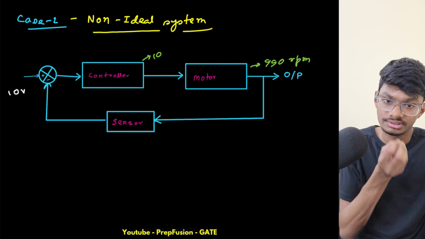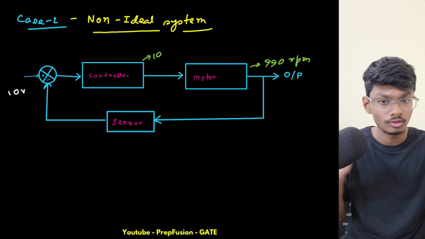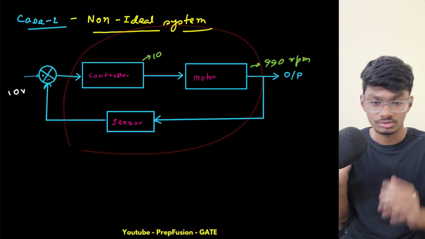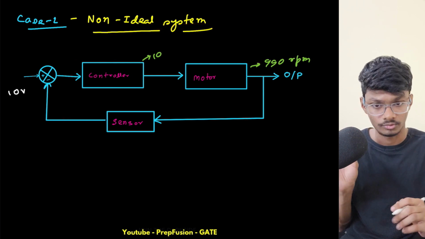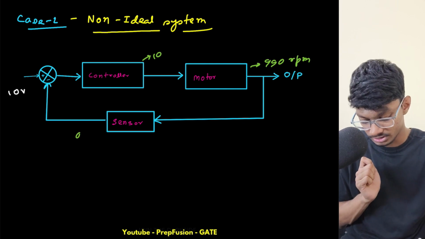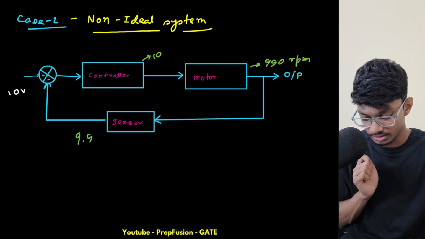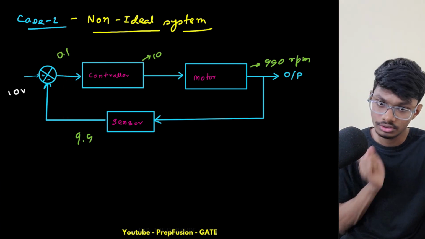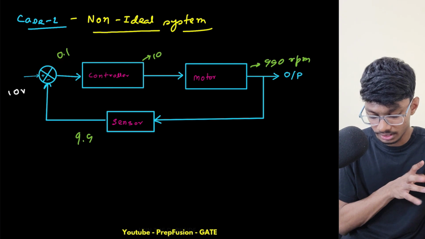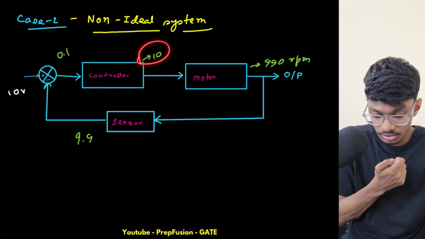So what will this sensor convert? The sensor is okay. The non-idealities may come anywhere. I don't know where the non-ideality is; it is inside a box. I'm just explaining with one example. Now this sensor has output 9.9, and the reference here is 10.1. So the input to the controller is 0.1, and due to some non-ideality, this controller is also not perfect. So this is giving me 10 volts.